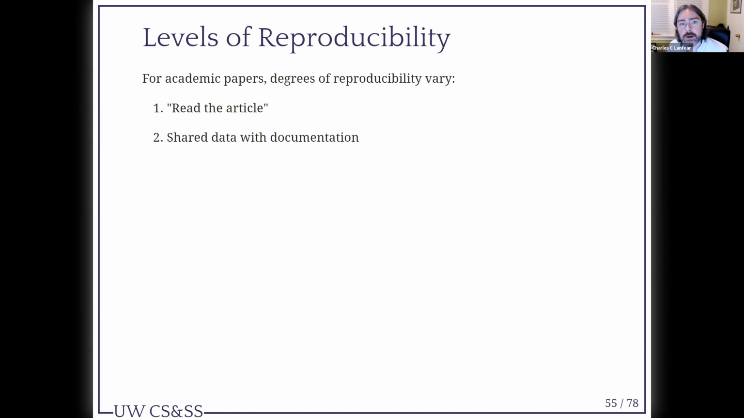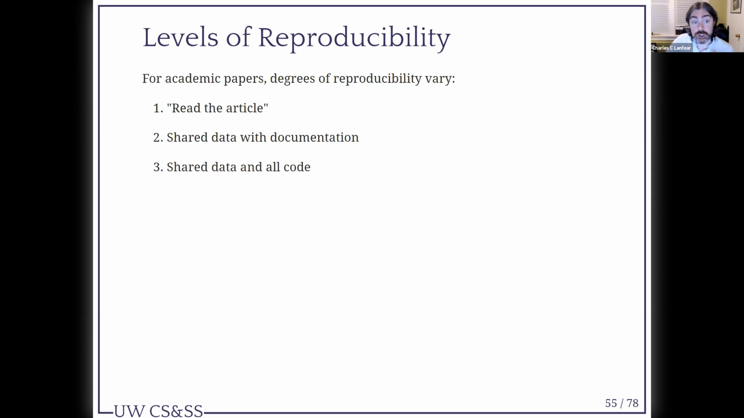The next level is shared data with documentation. This is sort of the minimum at many major journals, like Science. You actually have to make your data accessible if it's not limited access, with some documentation of the data. This isn't the code, it's just the data and some documentation explaining what you did. If you download from ICPSR, it's very common you'll get a big explanation of how things were calculated, but they don't provide any code.